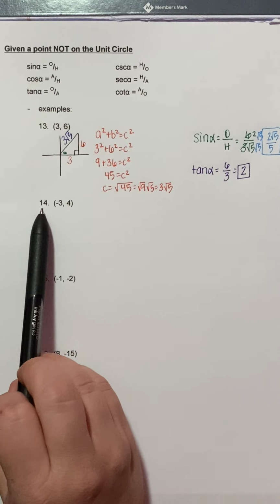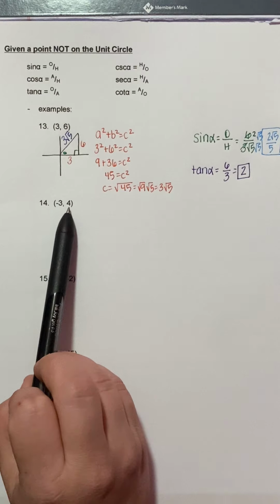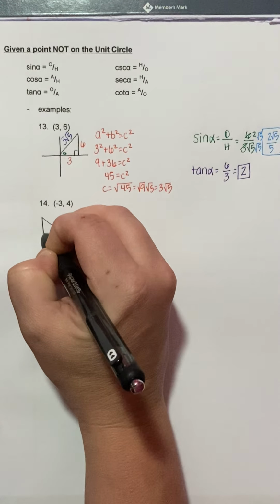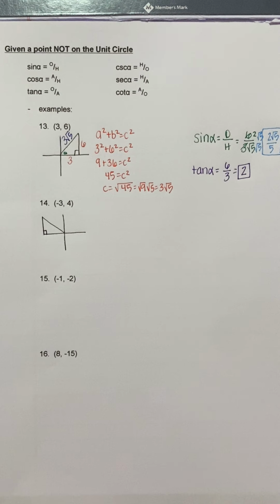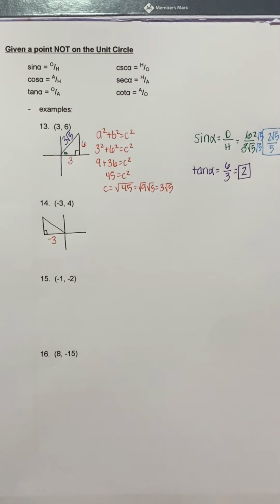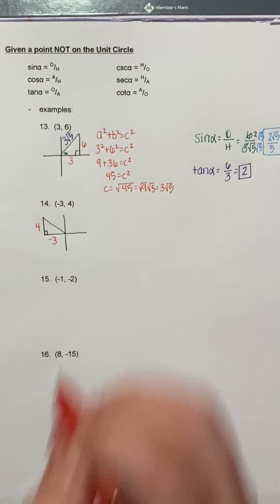Number 14, x is negative, y is positive. So negative, positive is going to land in the second quadrant. So we're going to draw a triangle out in the second quadrant. All right, my x is negative 3, and that should make sense because I'm going to the left. So that's negative 3. My y value is going up, so that's positive 4.